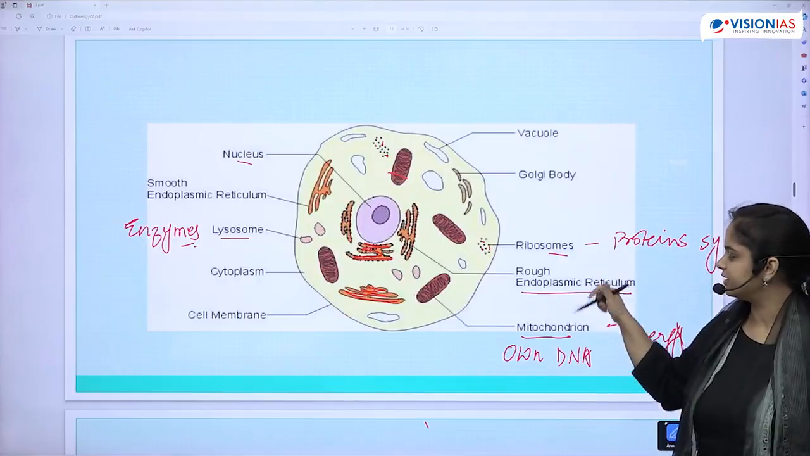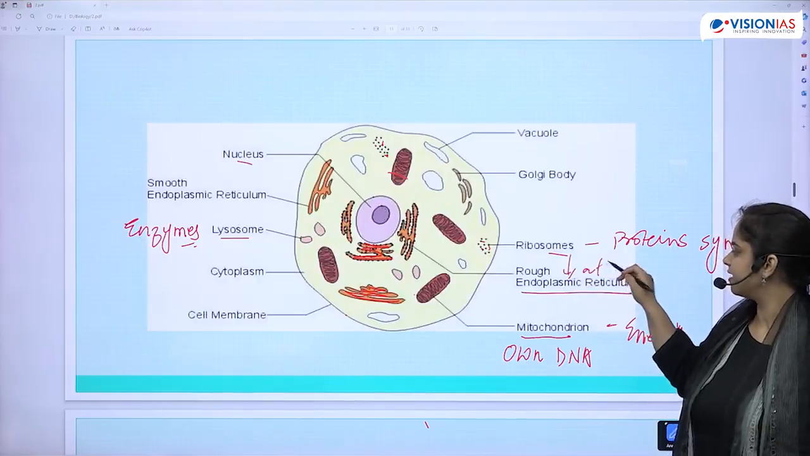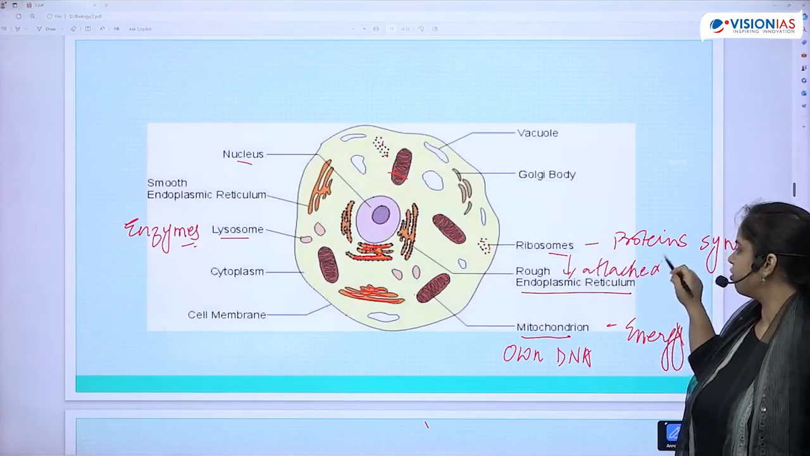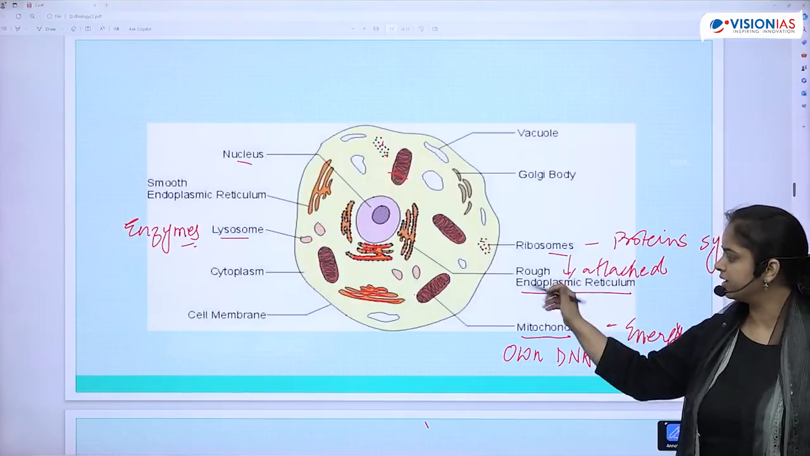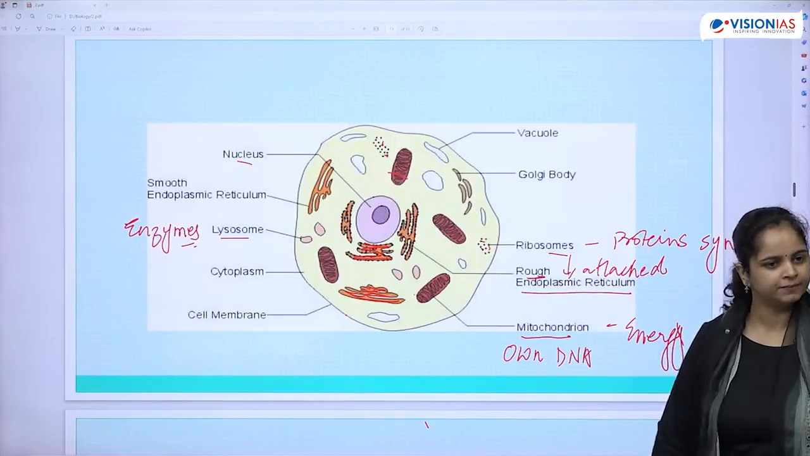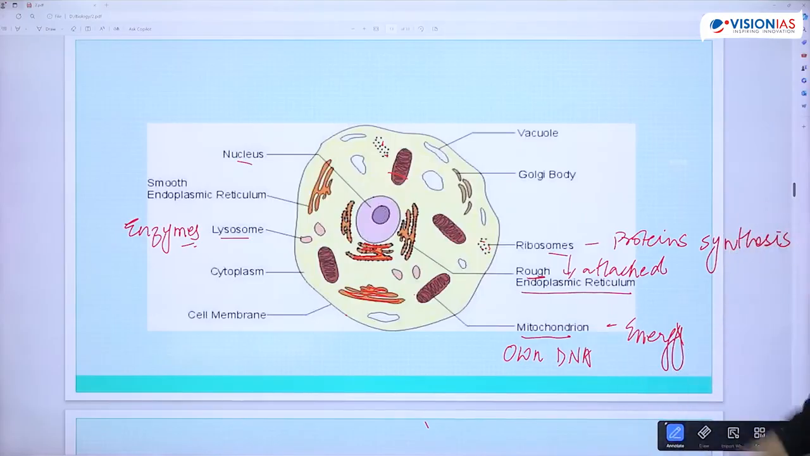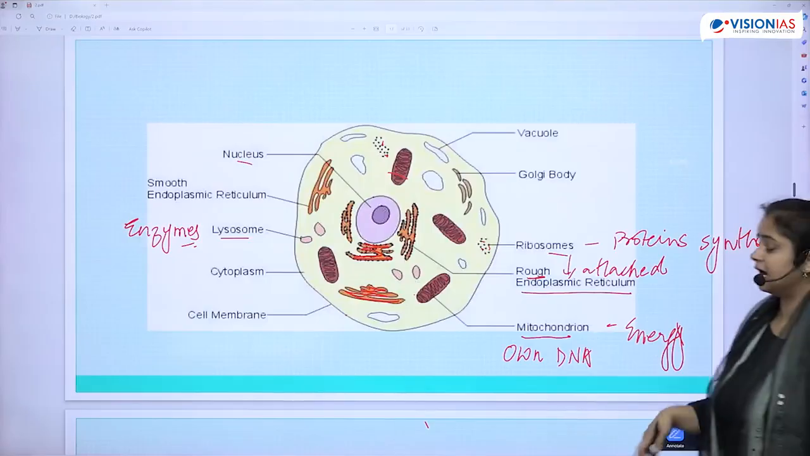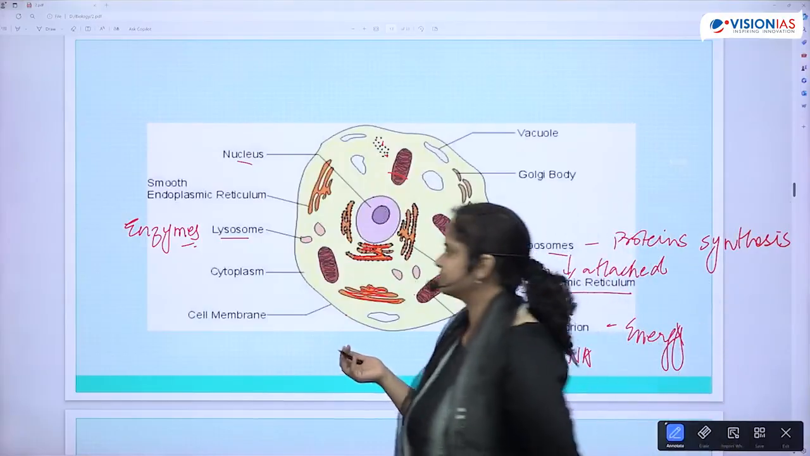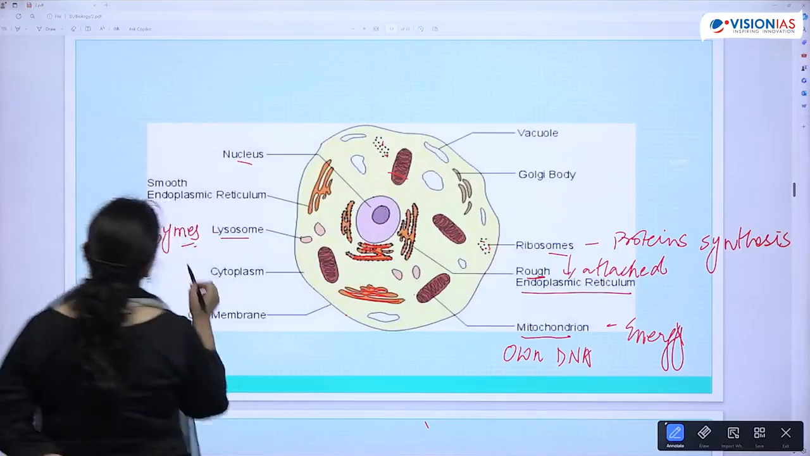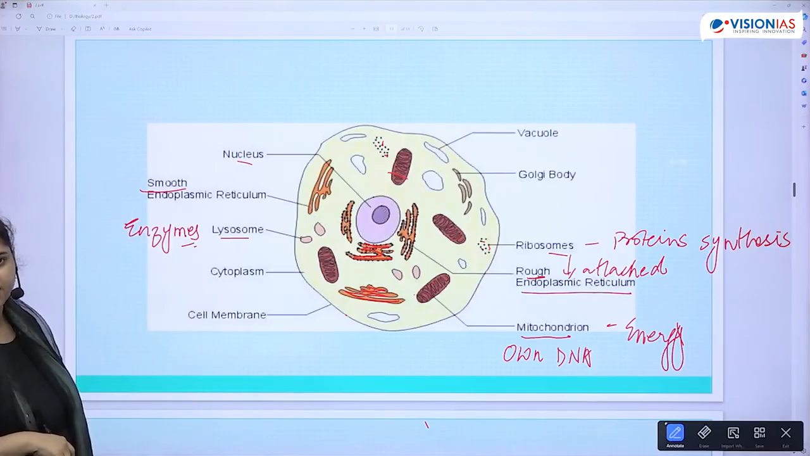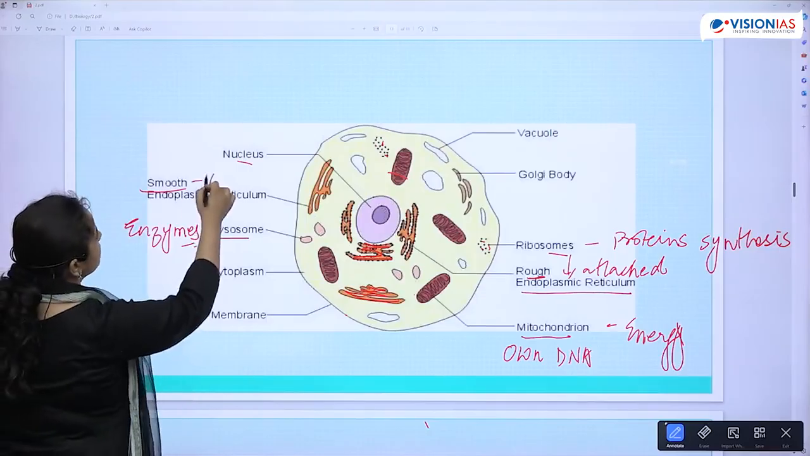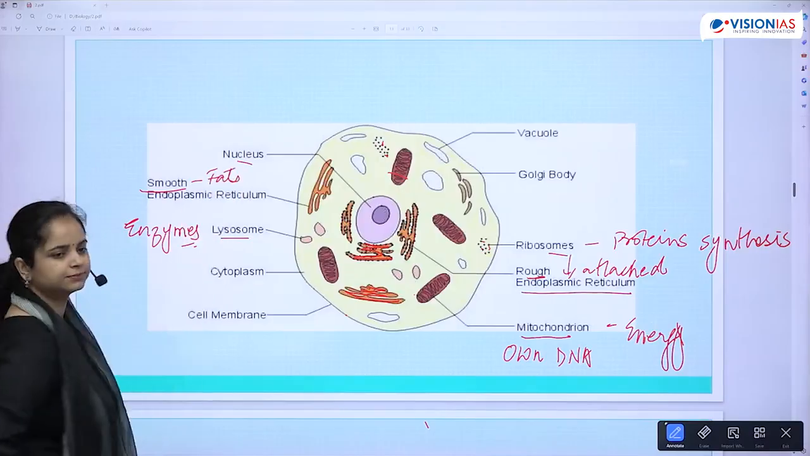These endoplasmic reticulum can sometimes have attachments of ribosomes. So if they have ribosomes, they are called rough endoplasmic reticulum, and in turn they also become involved in protein production. The other variety of endoplasmic reticulum where there is no ribosomes, they are called smooth endoplasmic reticulum. And the smooth ones are associated with producing fats.